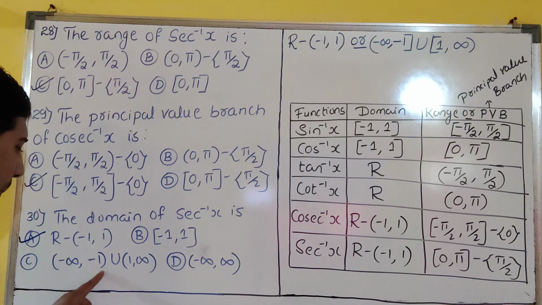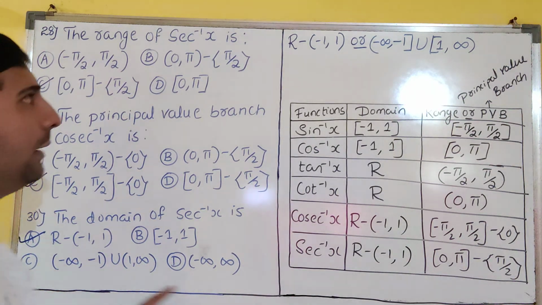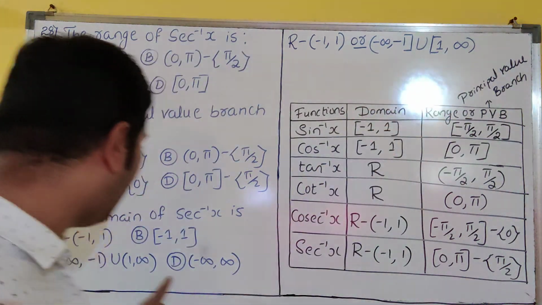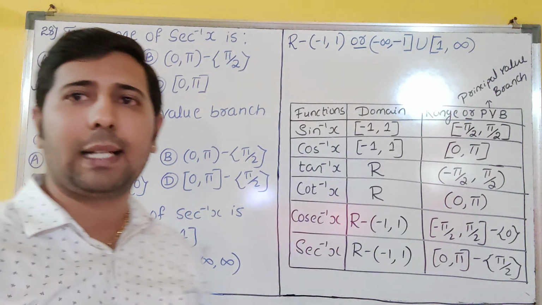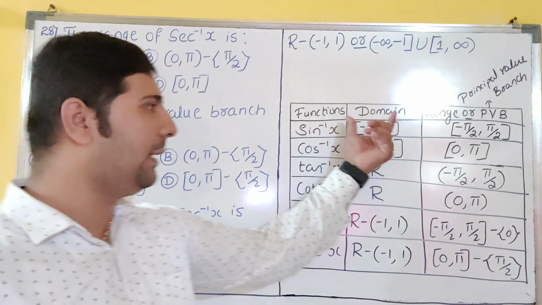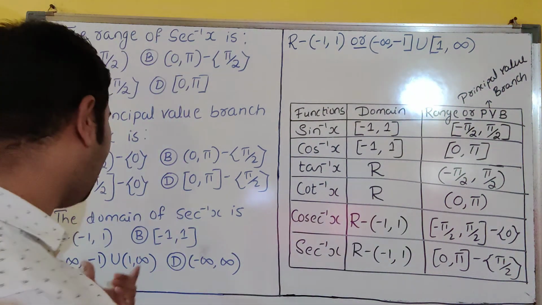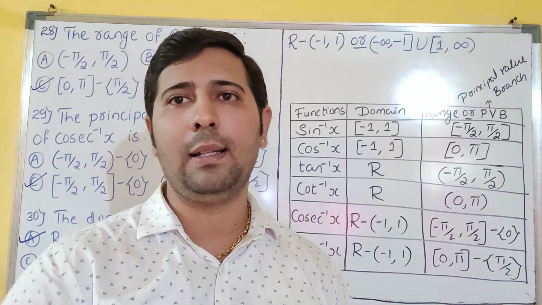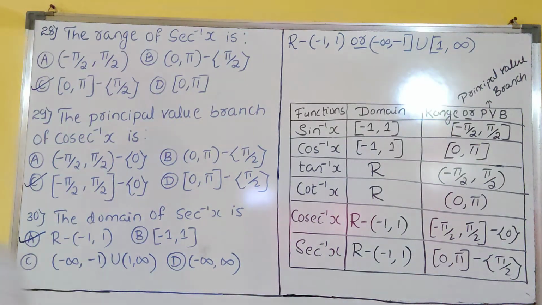Why is C not correct? C is an open interval. Can you see 1 and minus 1? It should be a closed interval, with square brackets. Here it is open, so that's why C is not the correct answer, dear students. Option A is already there in the domain, so it is given in standard form only. No problem. Fine, so please copy this, we'll see the next question, dear students.